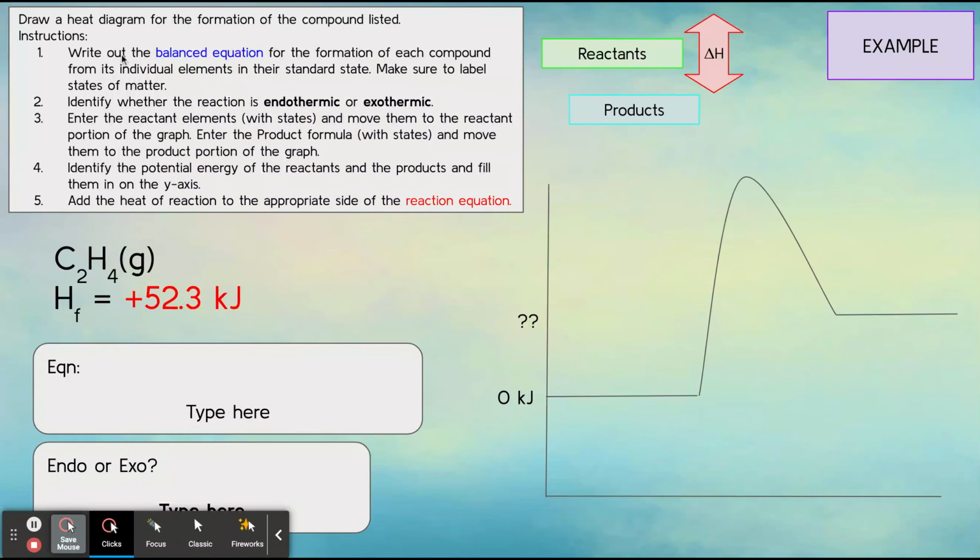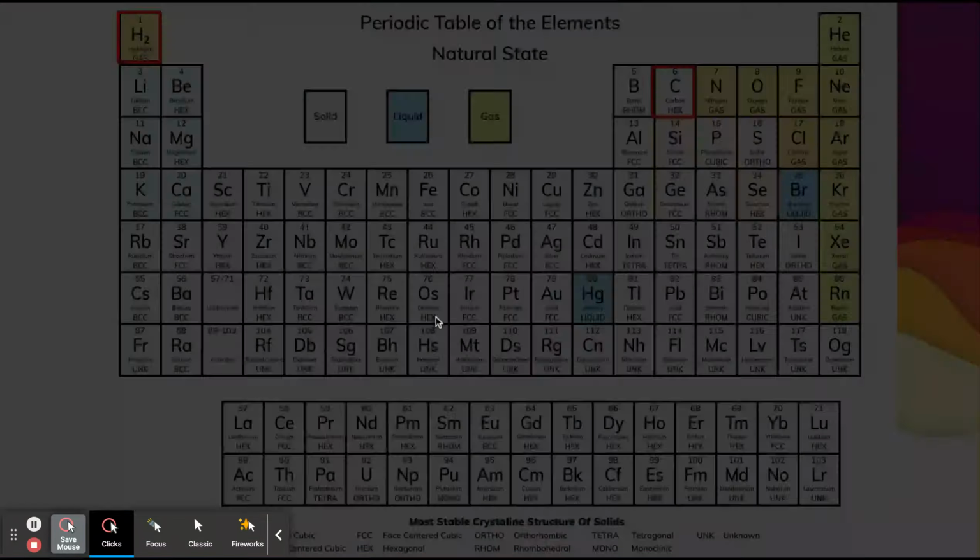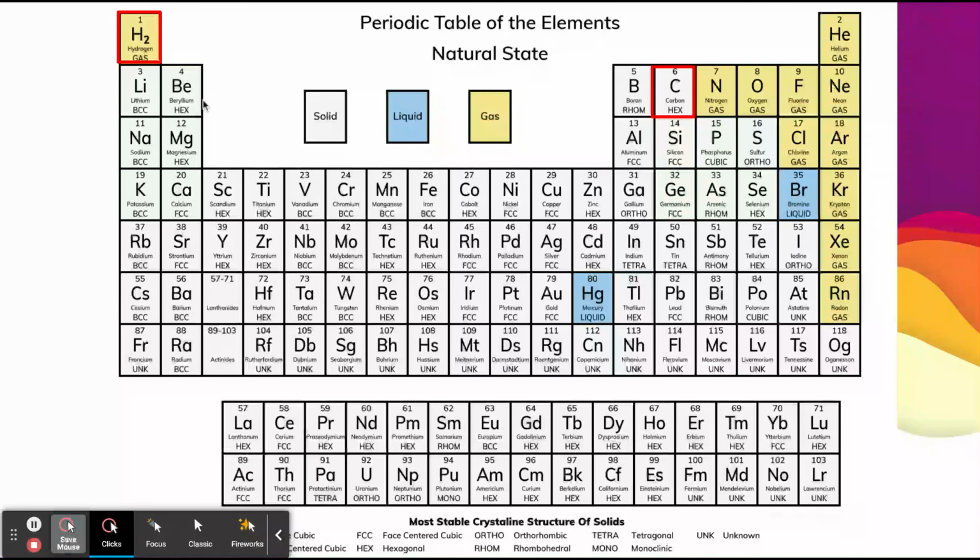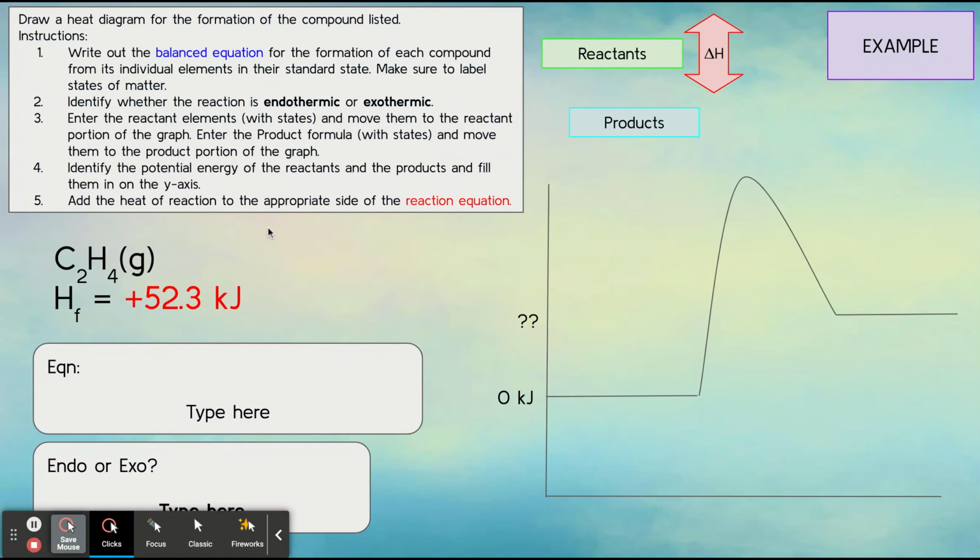And so now I want to write out the balanced equation for the formation of this compound from its individual elements. So I'm looking for carbon and I'm looking for hydrogen. So if I look back at that table, I've got carbon and I've got hydrogen. And remember, hydrogen is diatomic, so that's actually H2 and not just H. Okay. So carbon is going to be a solid and hydrogen is going to be a gas. And so I can fill in here carbon solid and H2 gas, and that's going to form C2H4.